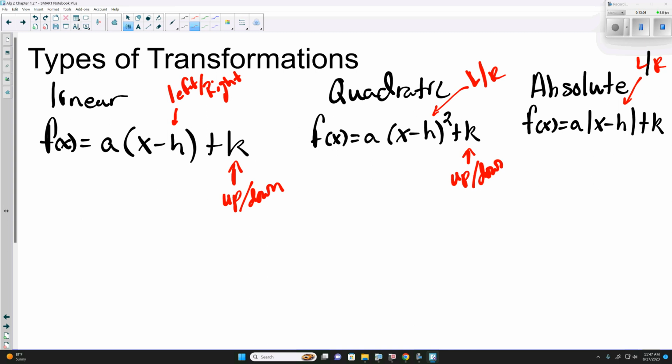All right, guys, let's focus in. So if a number is added or subtracted outside parentheses or absolute values, it's going to move the function up or down. If it's added or subtracted inside parentheses, it's moving it to the left or right.